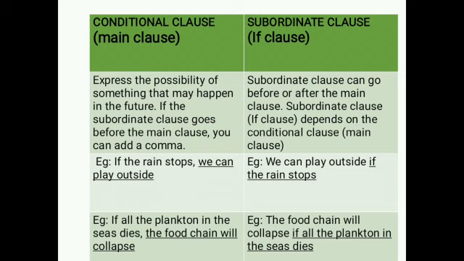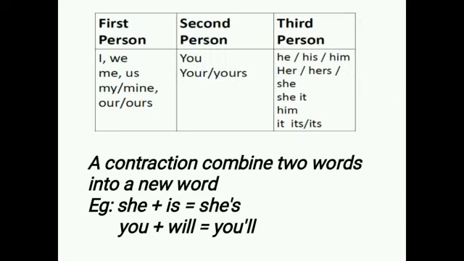A conditional clause, that is the main clause, expresses the possibility of something that may happen in the future. If the subordinate clause, that is the if clause, goes before the main clause, you can add a comma to create a pause. Notice that the subordinate clause can go before or after the main clause.